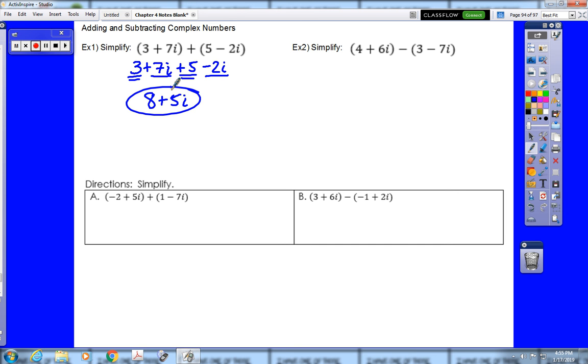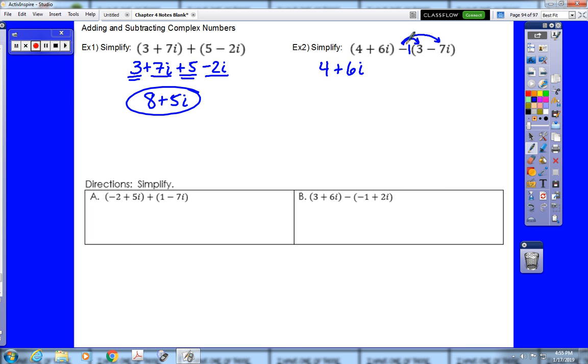Subtraction, like in example 2, is a little bit harder. We have this negative to deal with. That essentially means that there's a negative 1 sitting in front of this set of parentheses, which means that needs to be distributed. So the first set of parentheses, we can just drop those parentheses, 4 plus 6i.